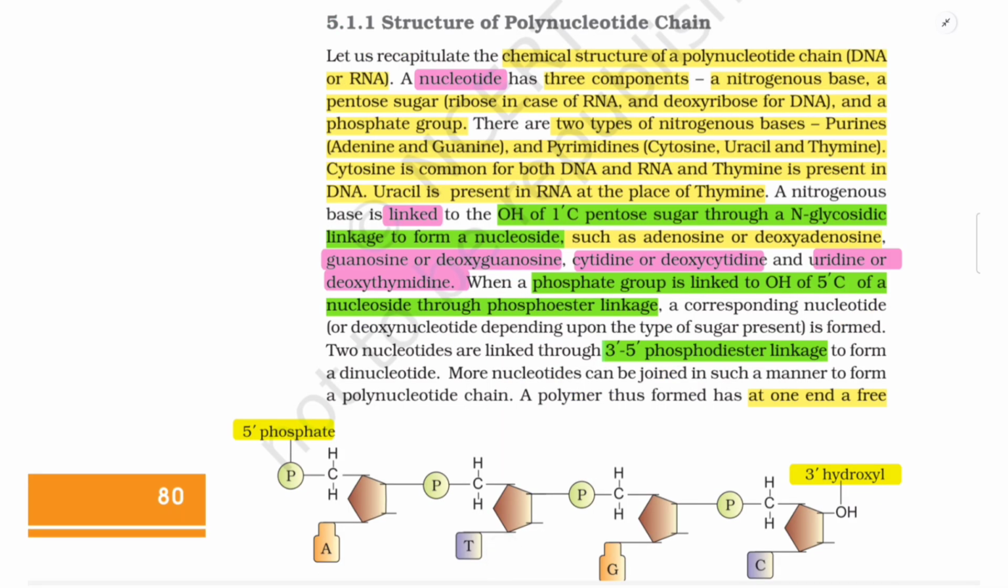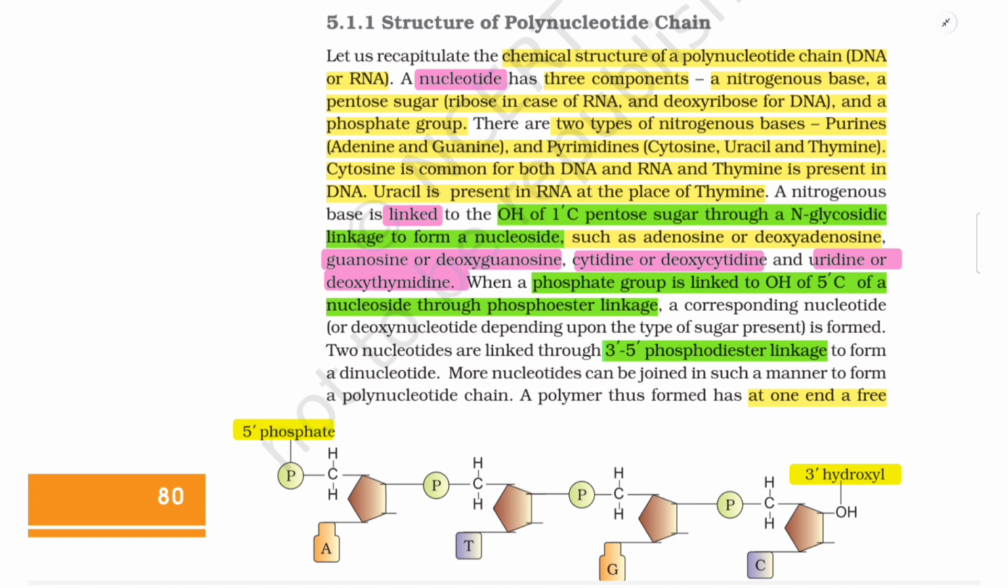5.1.1 Structure of polynucleotide chain. Let us recapitulate the chemical structure of a polynucleotide chain, DNA or RNA. A nucleotide has three components: a nitrogenous base, a pentose sugar, ribose in case of RNA and deoxyribose in case of DNA, and a phosphate group. There are two types of nitrogenous bases: purines, which include adenine and guanine, and pyrimidines, which include cytosine, uracil, and thymine. Cytosine is common to both DNA and RNA, and thymine is present in DNA. Uracil is present in RNA in the place of thymine.